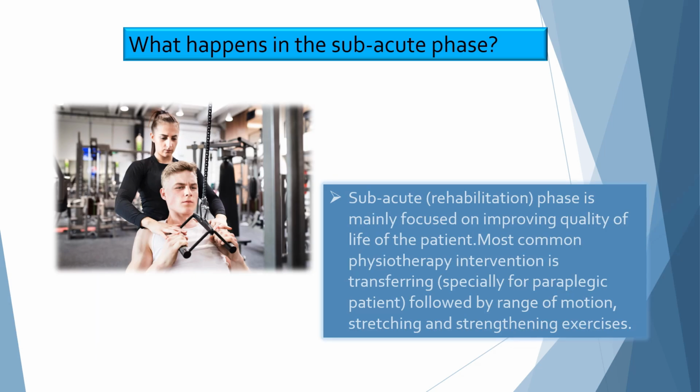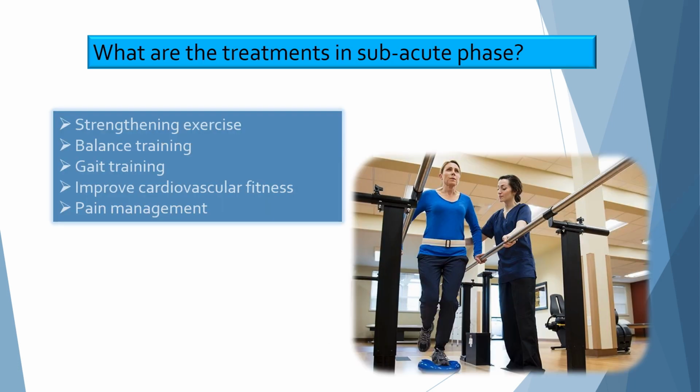What happens in the sub-acute phase? Sub-acute rehabilitation phase is mainly focused on improving quality of life of the patient. Most common physiotherapy intervention is transferring, especially for paraplegic patient, followed by range of motion, stretching and strengthening exercises. What are the treatments in sub-acute phase? Strengthening exercise, balance training, gait training, improve cardiovascular fitness, pain management.